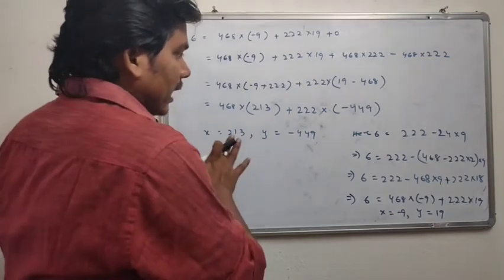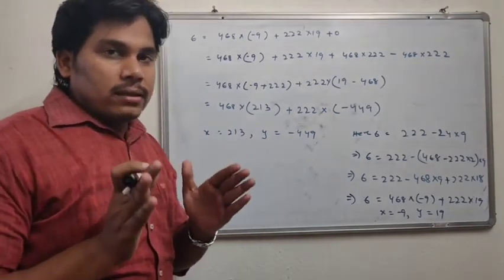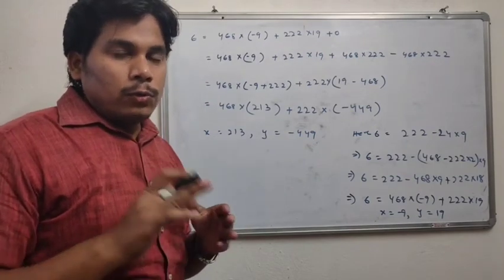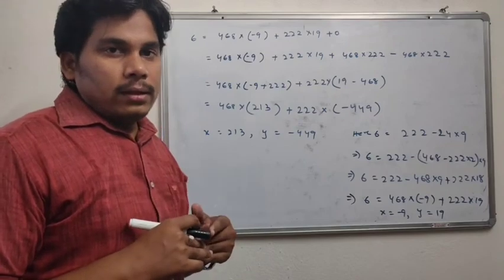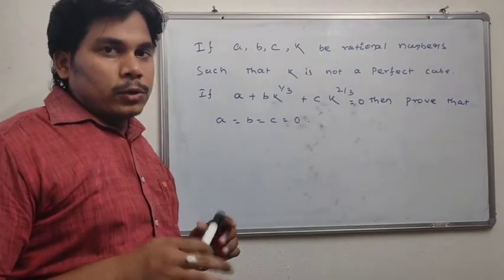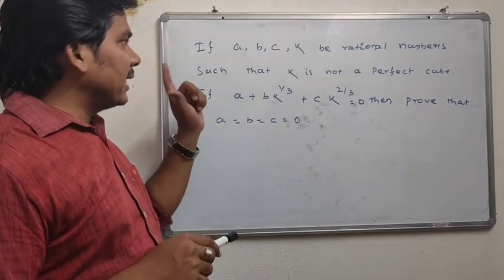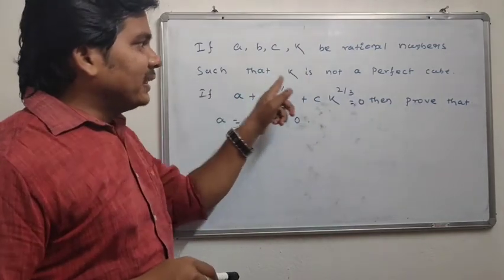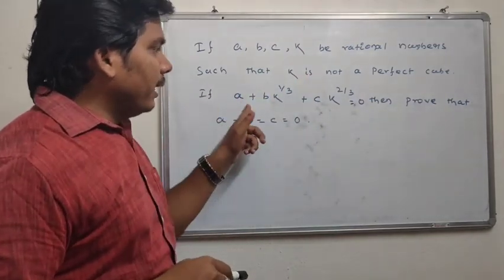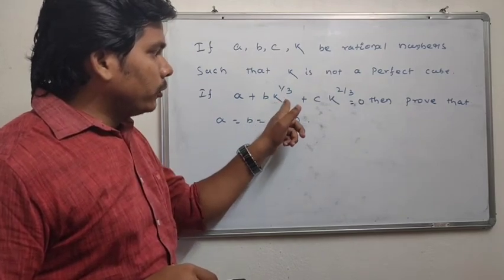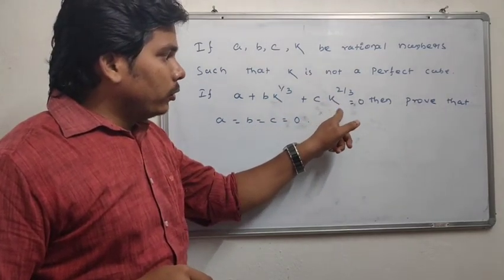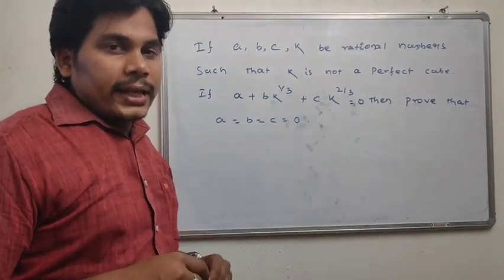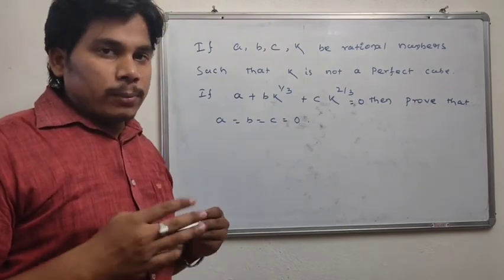As such, we completed the two doubts which most of the persons asked. Now, I will give another question for you to do as your home task and submit to me. See students, this is your home task question. If a, b, c, k are rational numbers such that k is not a perfect cube, if a plus b cube root of k plus c cube root of k square equals 0, then prove that a equal to b equal to c equal to 0. I request you to do this as your home task and submit it to me.